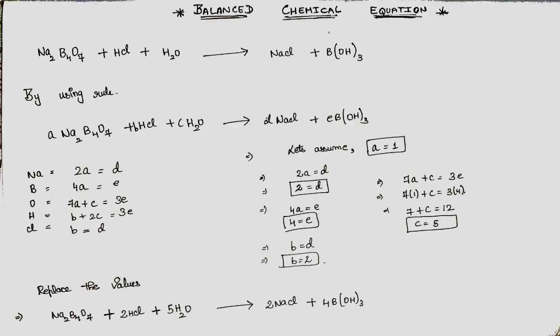So now you have the values of A, B, C, D and E. Now take those and substitute them in the equation which you changed. So the final answer is Na2B4O7 plus 2HCl plus 5H2O gives 2NaCl plus 4B(OH)3. If you want, you can check it. It's a balanced equation.